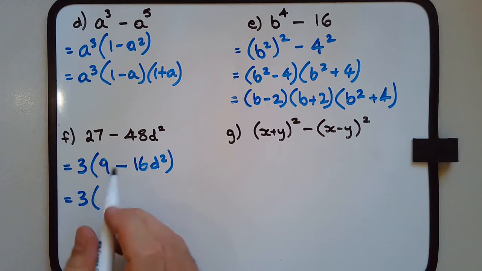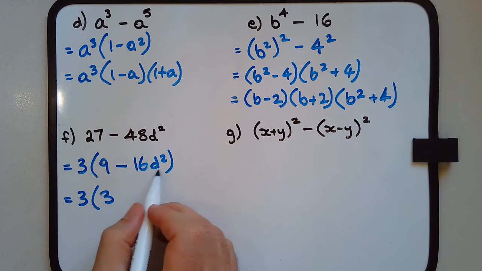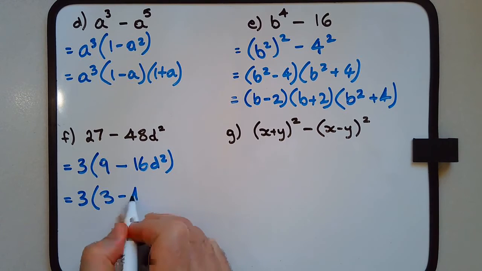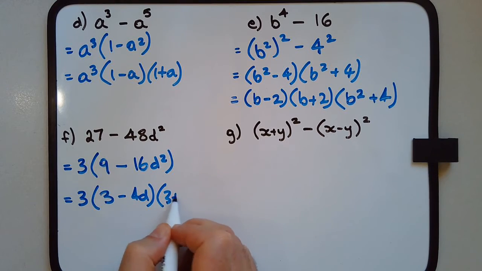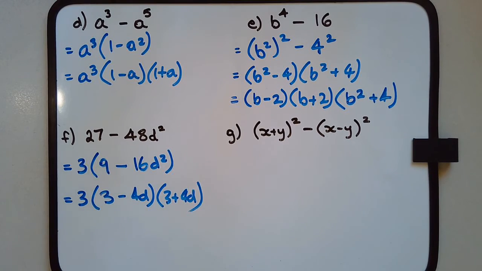Square root of 9 is 3. Square root of 16d squared is 4d. So 3 minus 4d, 3 plus 4d. And we're done. What about part G?